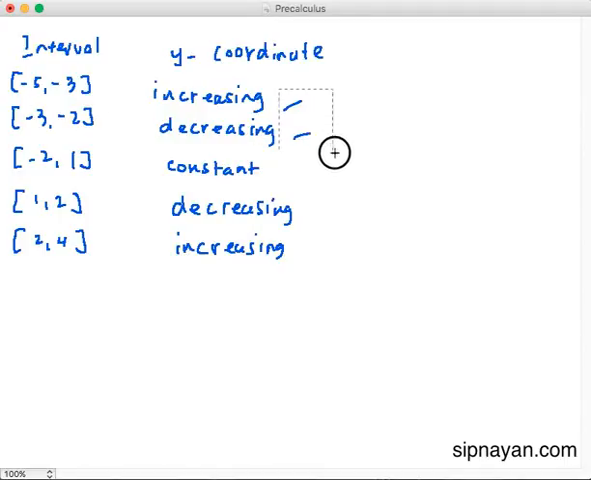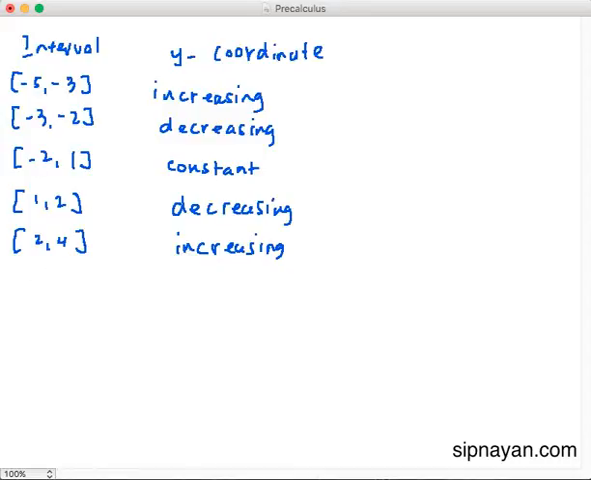So we have an interval. Increasing from negative 5 to negative 3 means that as we increase the value of x, the value of y also increases. The x is always increasing, right, because we are moving to the right. As we increase the value of x, the value of y decreases. As we increase the value of x, the value of y is constant. So I think that's the meaning.